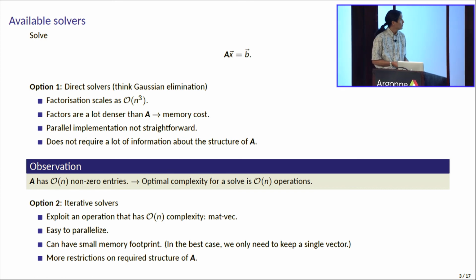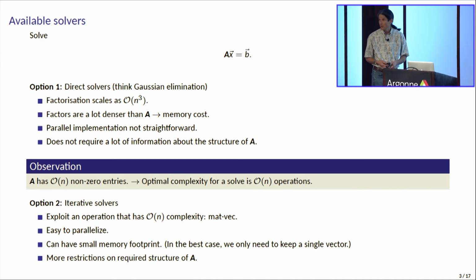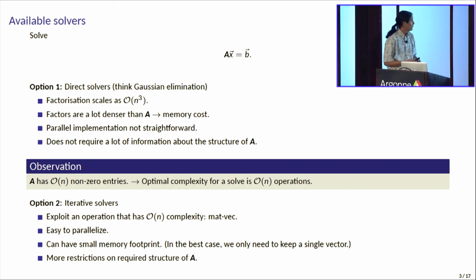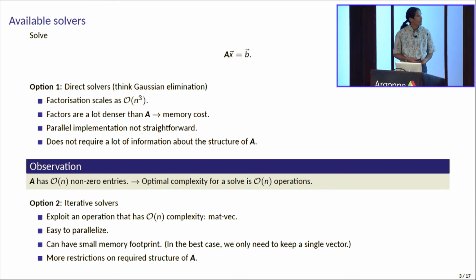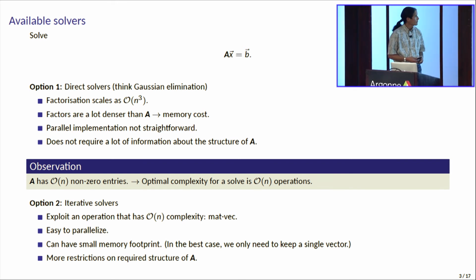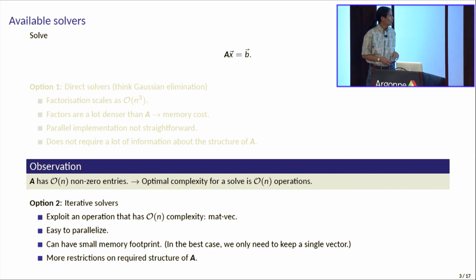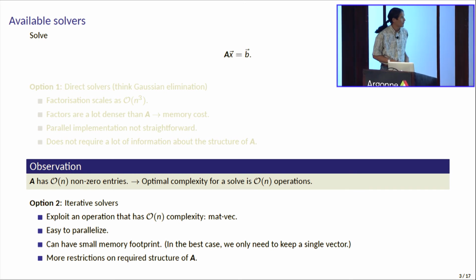Doing a parallel implementation, there are good parallel direct solvers, but they're not easy. SuperLU is one. There's SuperLU_DIST, MUMPS, and I believe there are probably others. The advantage is you don't need to know a lot about the structure of A necessarily. But since we know that A has order n non-zeros, an optimal complexity for a solve would be something that's O(n).